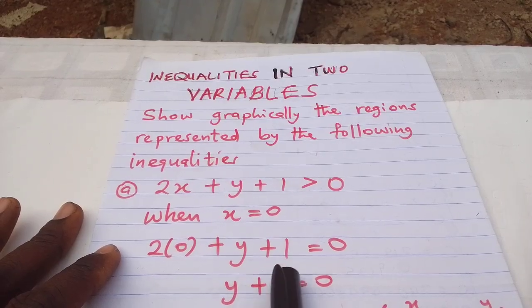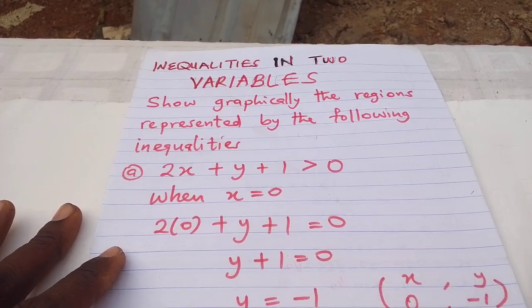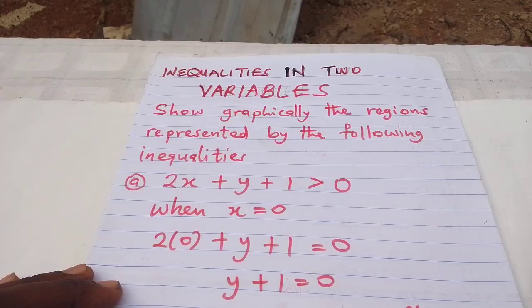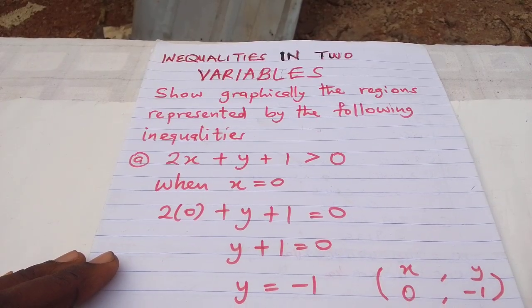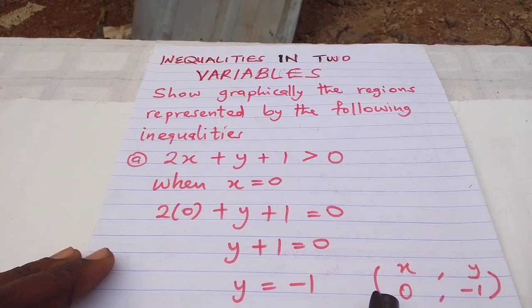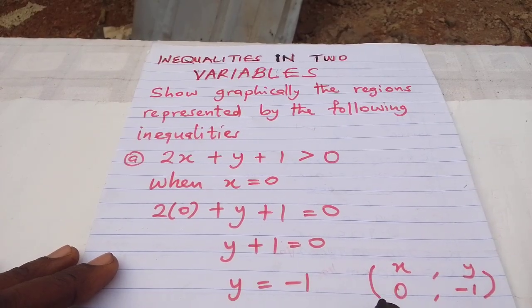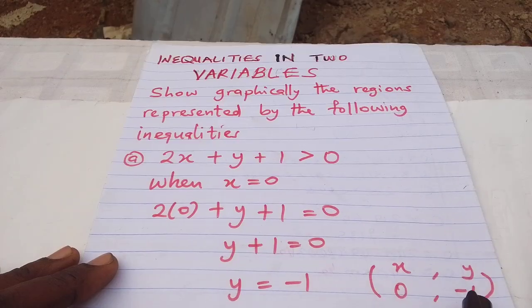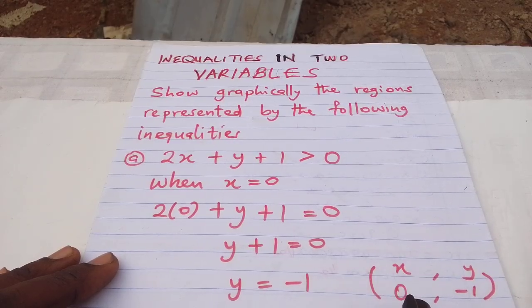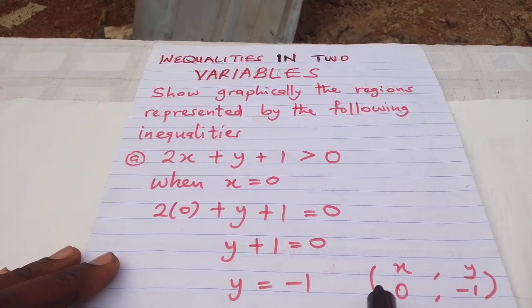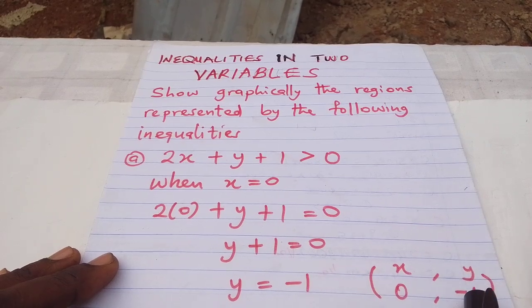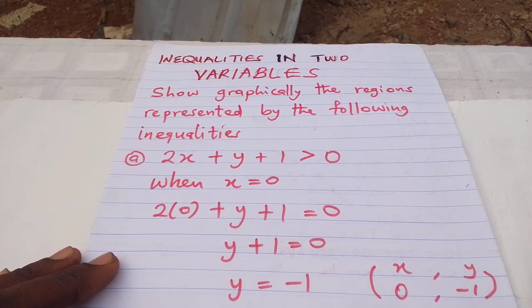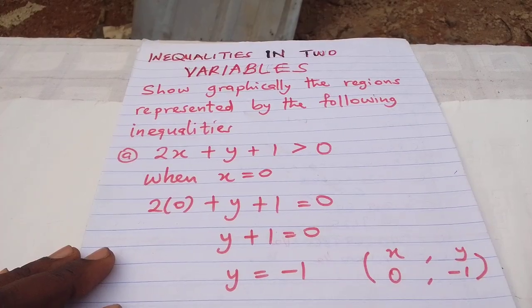So y + 1 = 0. When +1 moves to this side, it turns to minus 1, so y is equal to minus 1. Write it as a coordinate: when x is 0, y is minus 1. This shows the value of x and this shows the value of y that you are going to plot on the graph.